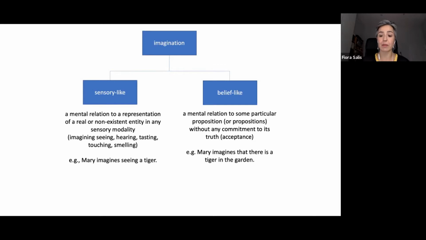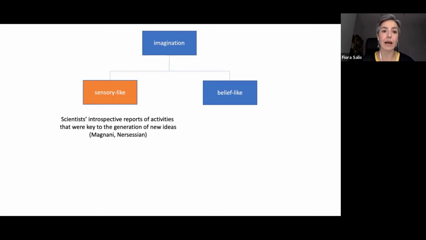Now, many philosophers of science and scientists themselves, when talking about imagination and its role in modeling, usually have in mind something like sensory-like imagination. This has many reasons, but one reason is that we do have evidence of the deployment of this type of imagination by scientists themselves, who describe in their own introspective reports activities that were key to the generation of new ideas, like, for example, Kekule's famous reverie, his daydream of a snake biting its own tail, which gave him the inspiration for solving the problem of the structure of benzene.